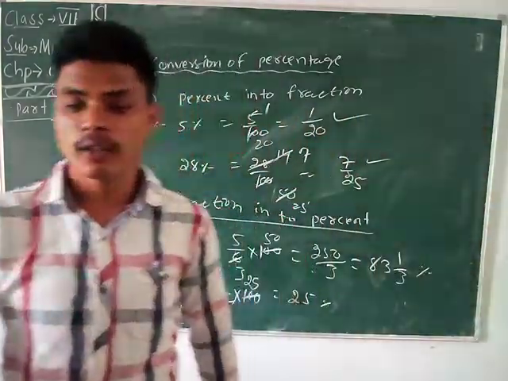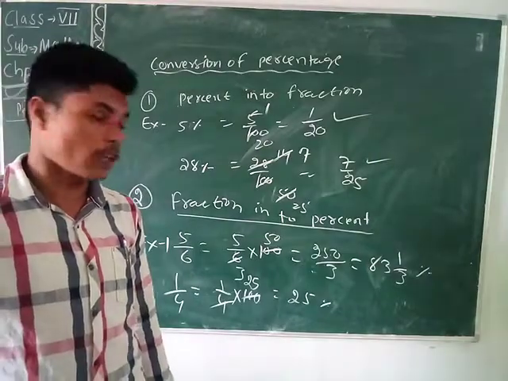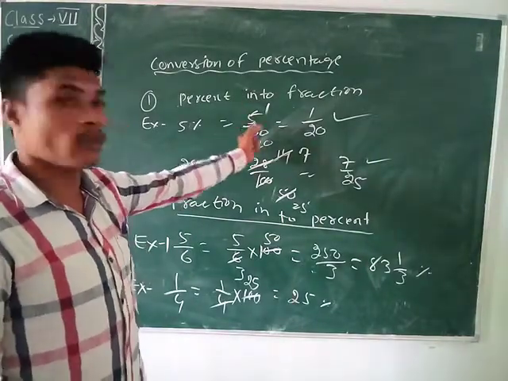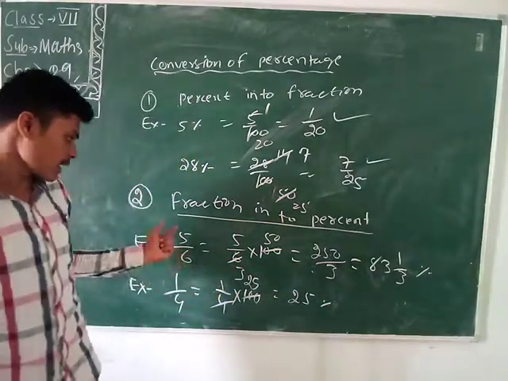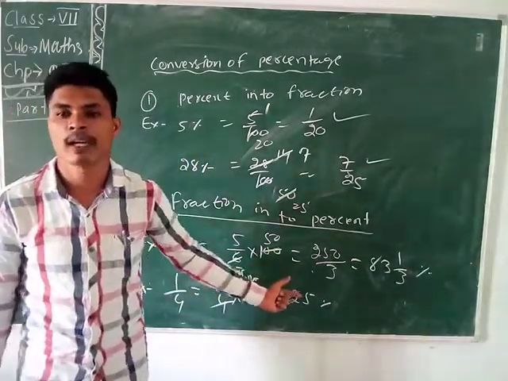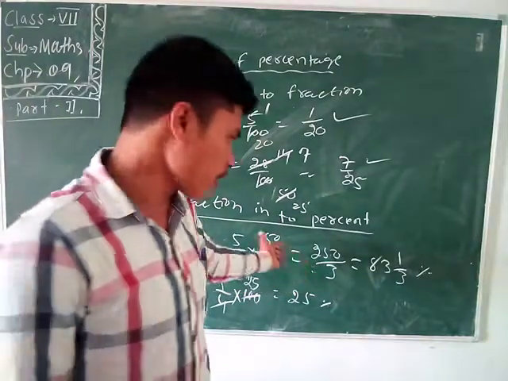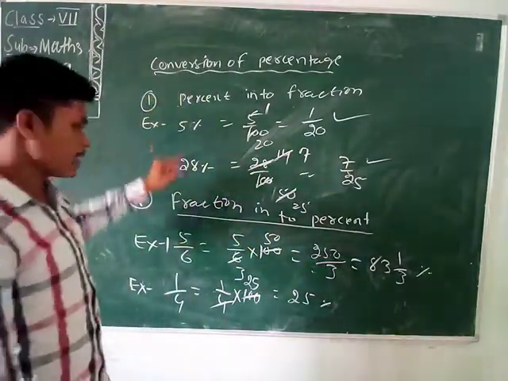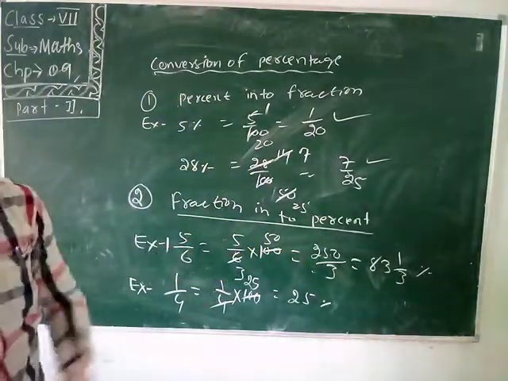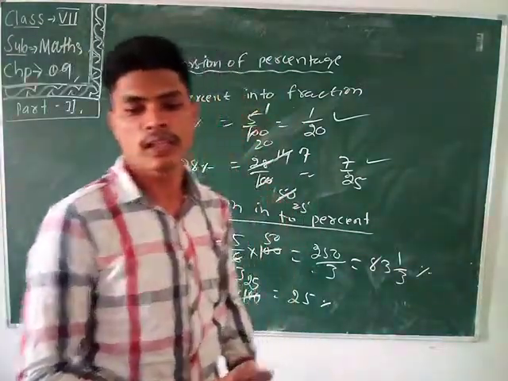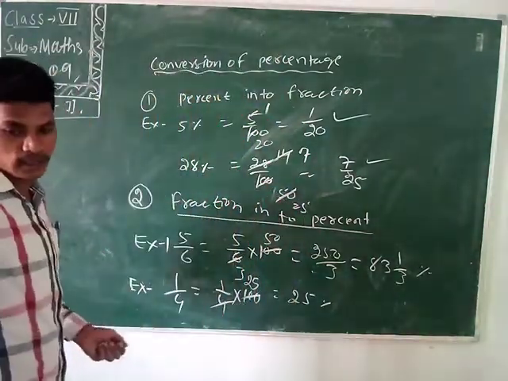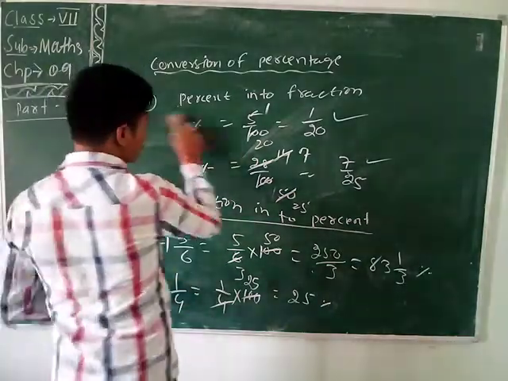Okay, when a percentage is converted into a fraction, we divide by 100, and when a fraction is converted to percent, we multiply by 100. Clear about it? That is how you convert percentage and fractions. Now we can convert decimal into fraction. Next conversion is what?